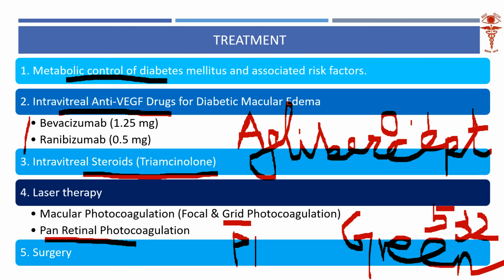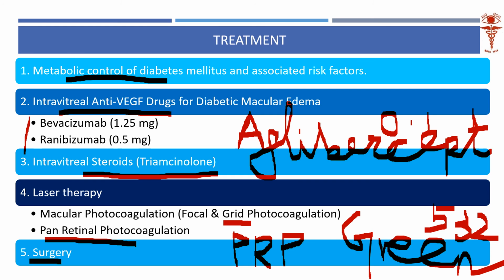Remember the word PRP, this they will ask you. What is PRP? PRP is pan-retinal photocoagulation, where the whole retina is photocoagulated except the macula and disc. That cricket pitch I told you about, that pitch alone is left. All the other areas of the cricket field are photocoagulated, and that is pan-retinal photocoagulation. Macular photocoagulation is where only the macula is treated, with focal or grid laser photocoagulation.